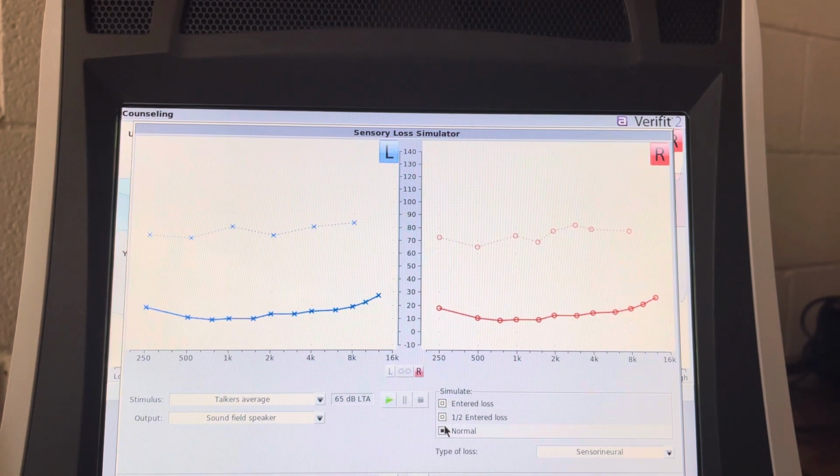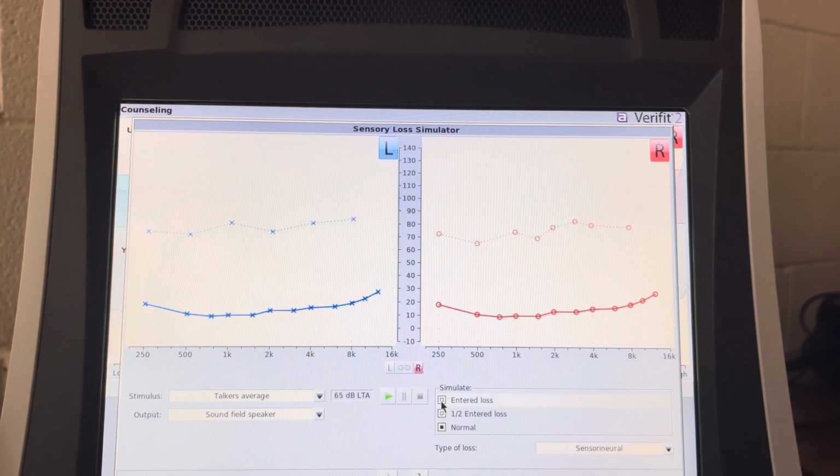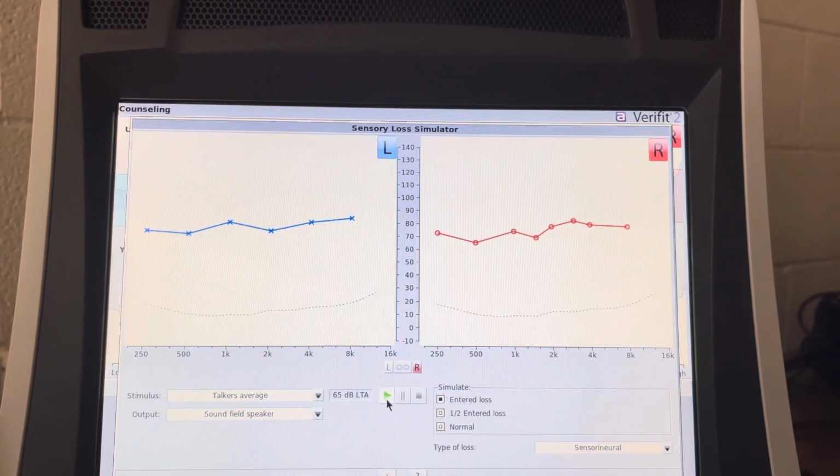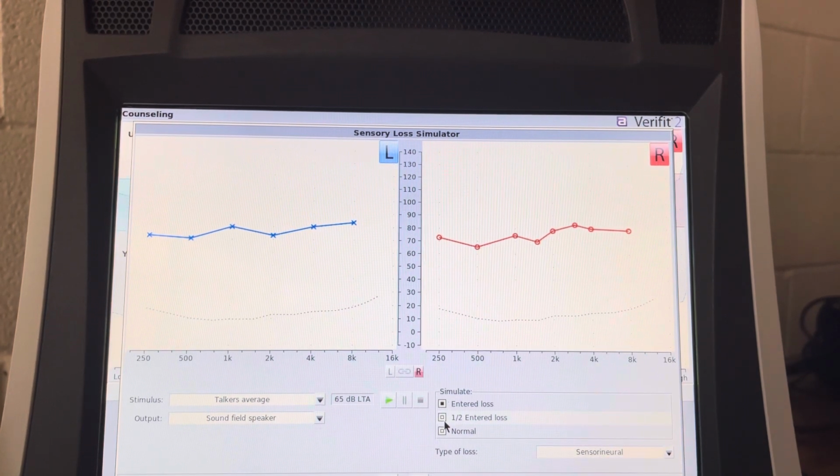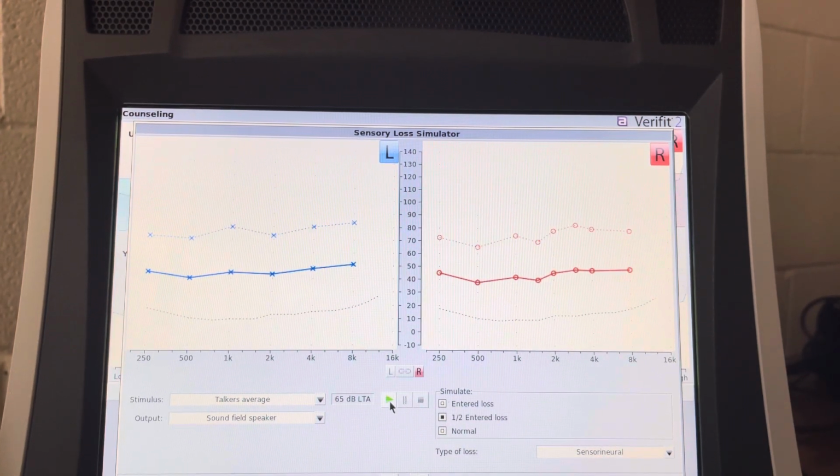Okay, so let's go back through those. So now you can kind of tell what the normal volume is. With her hearing loss, this is how the computer calculates. I really can't hear anything. And then with a hearing aid, it might be like this.